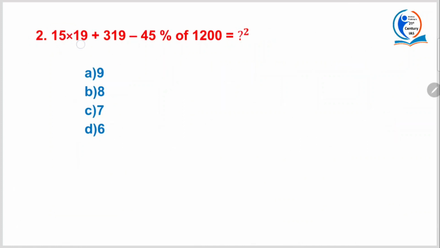Next question. 15 into 19 plus 319 minus 45% of 1200 is equal to some number square. See, one method is direct multiplication.